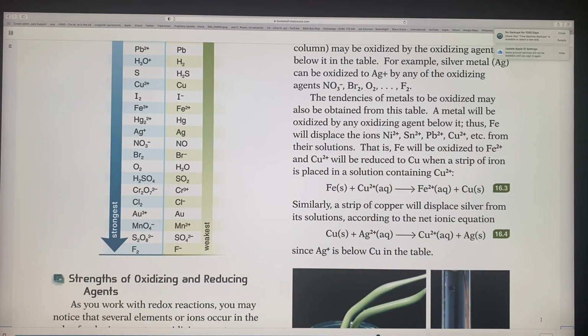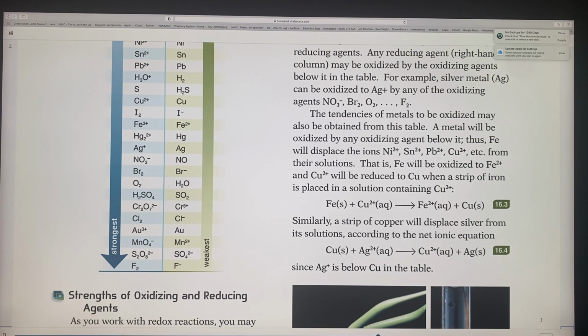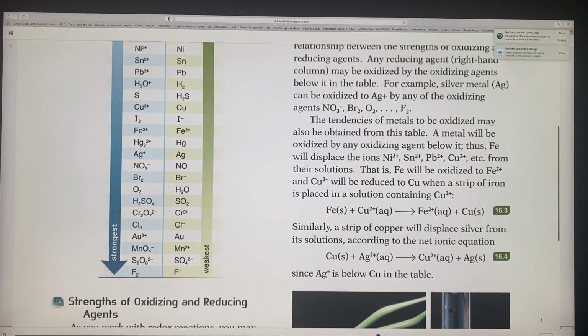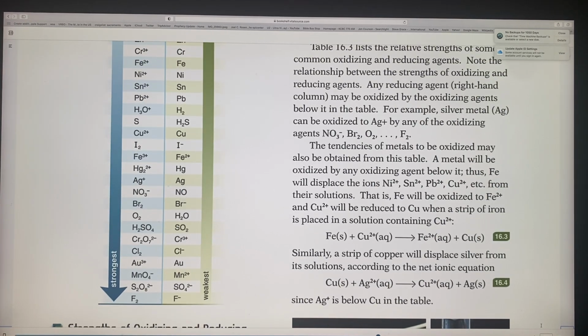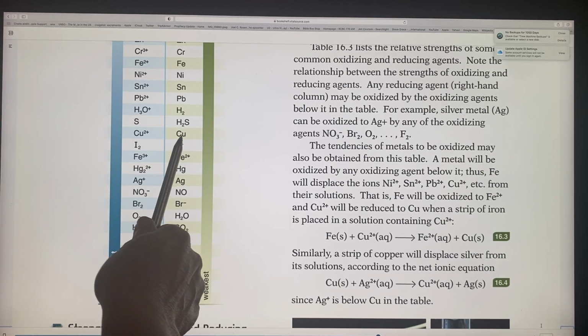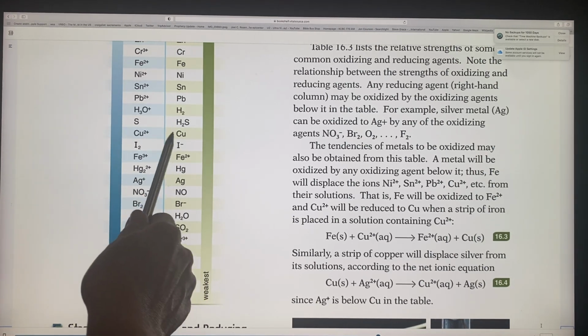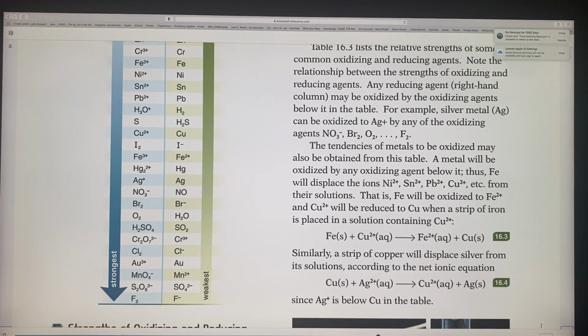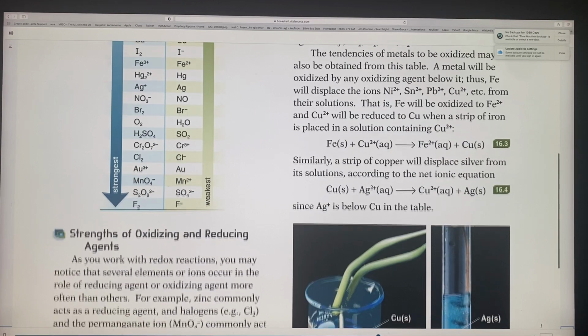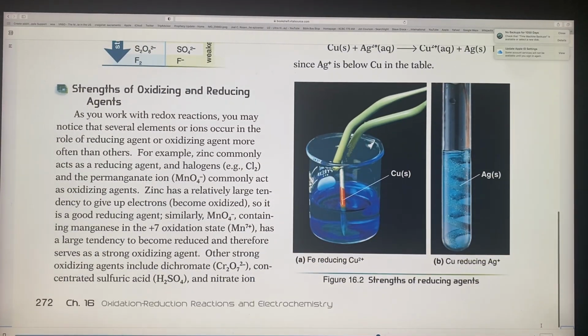Also, if you take a strip of copper, will it be displaced by silver? So let's take copper. Here's copper. Where's silver? Below it. So yes, since silver is below here, it's going to be able to be reduced. A strip of copper will displace silver because it's below it. Just see if it's above or below it. So here's a picture of iron reducing the copper. You can see what's happening here. And here's a picture of the copper reducing the silver.